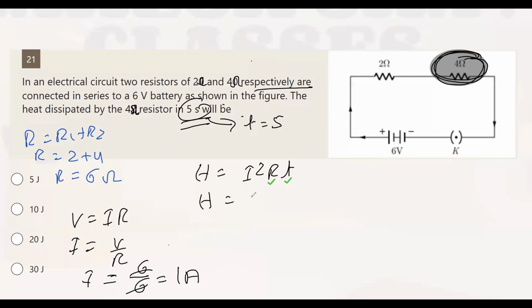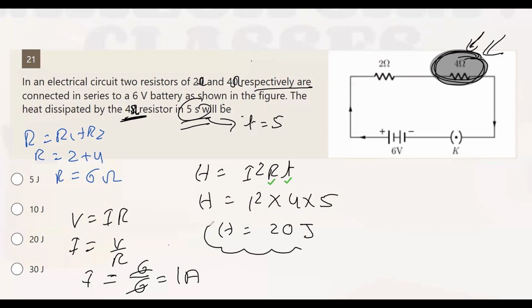Now let's place the value: I square, that is 1 square, into R. R is 4 ohm, because we are finding the heat at the 4 ohm resistor. That is the important thing to consider. So this will be 4 and the time taken is 5 seconds. So H is equal to 4 fives are 20, so 20 into 1 is 20 joule. That's clear.